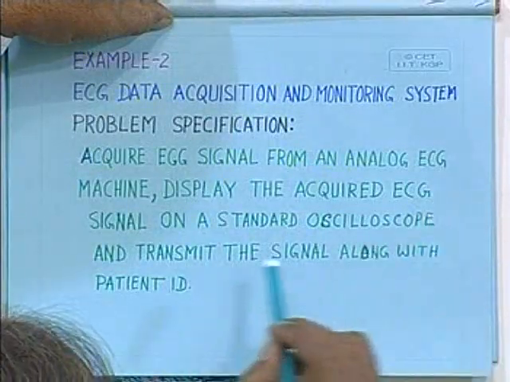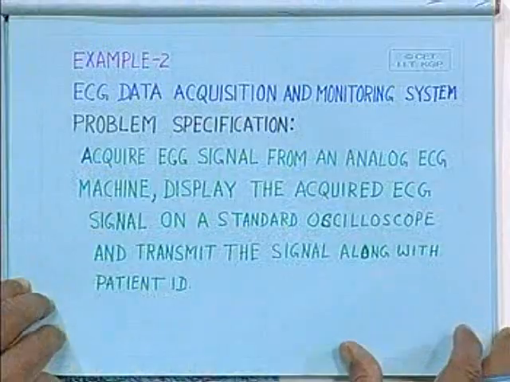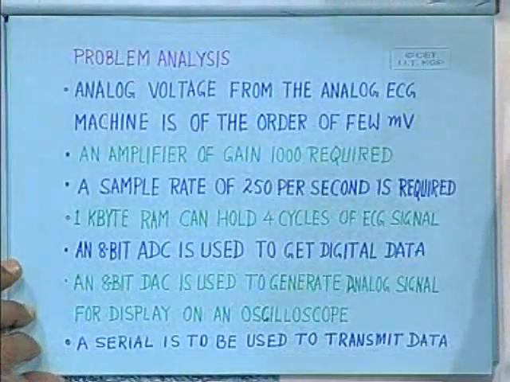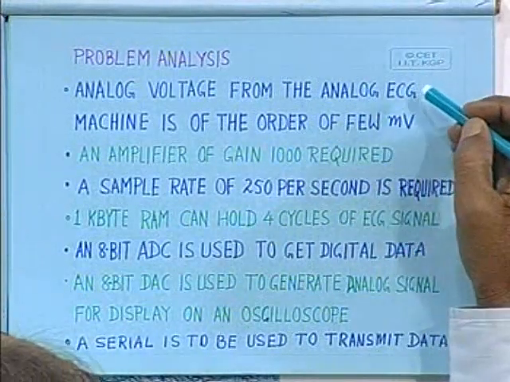Then, on an oscilloscope, or it can also be shown on a PC, personal computer, that ECG signal can be shown, and that can be captured. And after it is captured, that data can be transmitted either to a personal computer or through a modem, it can be transmitted to a remote place for telemedicine application. So this is our specification. And this is a relatively complex problem.